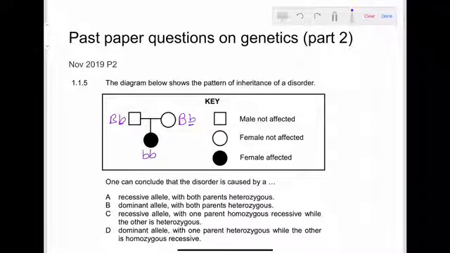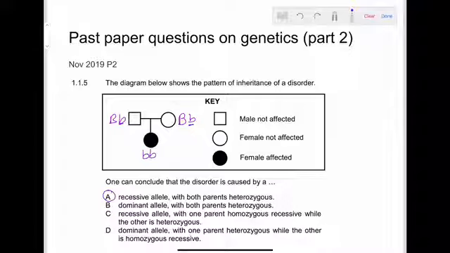Okay, knowing that, now let's look at the options. One can conclude that the disorder is caused by a recessive allele with both parents heterozygous. That is correct. Let's just check why it can't be the others. Is it caused by a dominant allele? No, because if it was caused by a dominant allele, both the father and the mother would have the disorder, because if a dominant allele is present, it will be expressed in the phenotype.